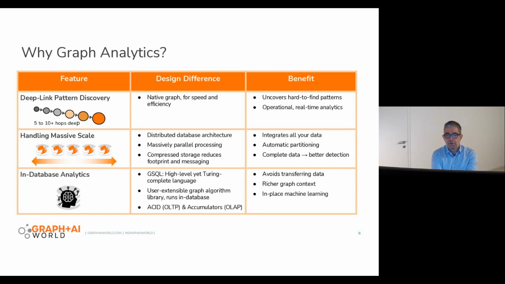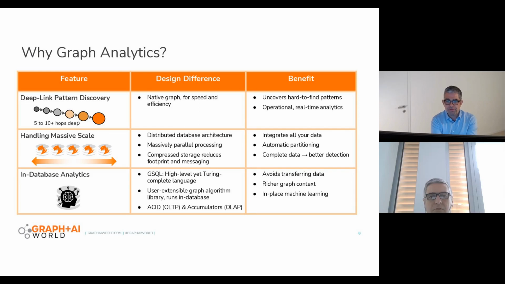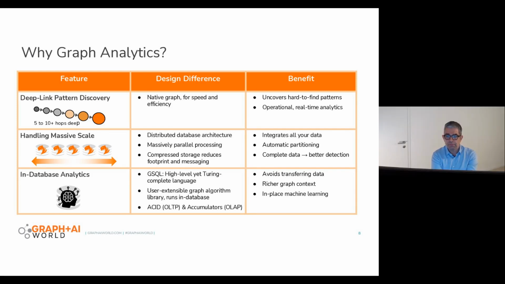And we also offer an in-database analytics engine. TigerGraph has an open source, user extensible graph algorithm library, available on GitHub, that runs inside the database. And thus, you don't have to transfer that data and these enriched features of the data into an additional analytics platform. You can analyze the data where it is stored, which makes it much faster and much easier, less complex, to analyze the data.